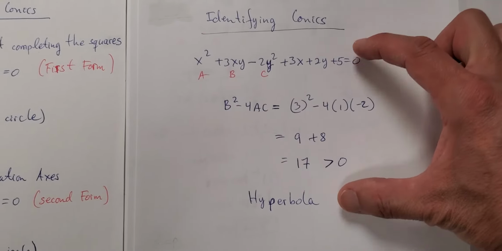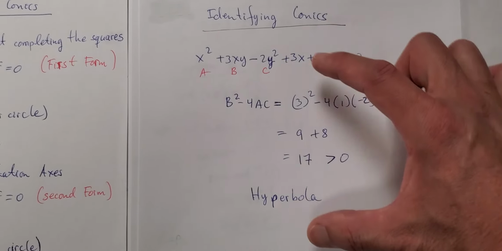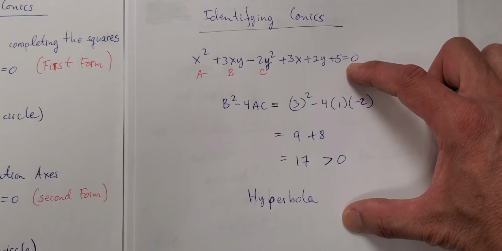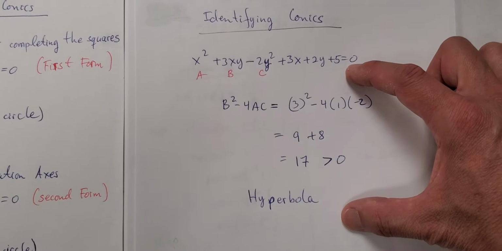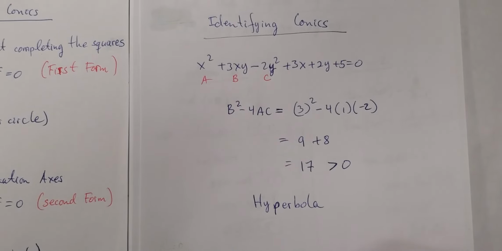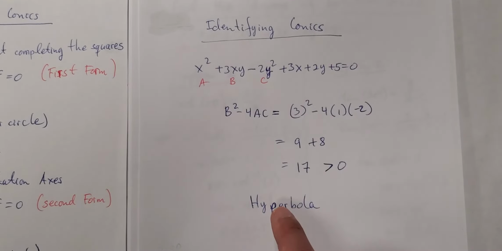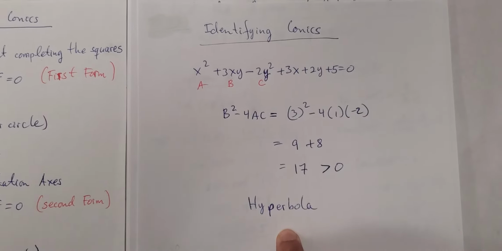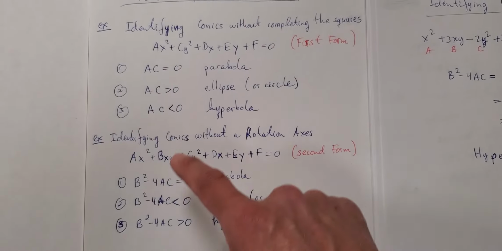Okay, there is a longer process for this, a much longer process, but this is the short version, the easiest version. All right, so this is how you identify a conic. Is it a hyperbola, parabola, or an ellipse or circle? Okay, so make sure, again, back to this.